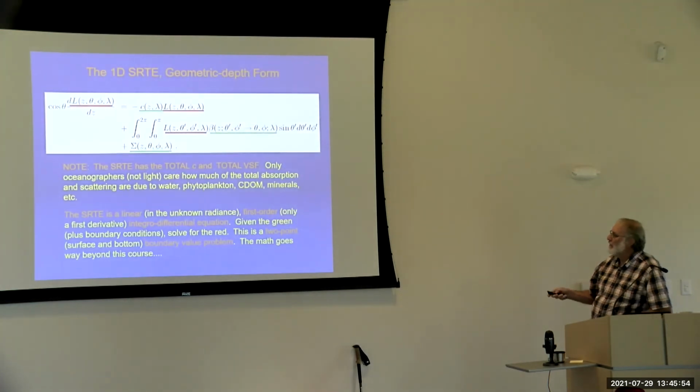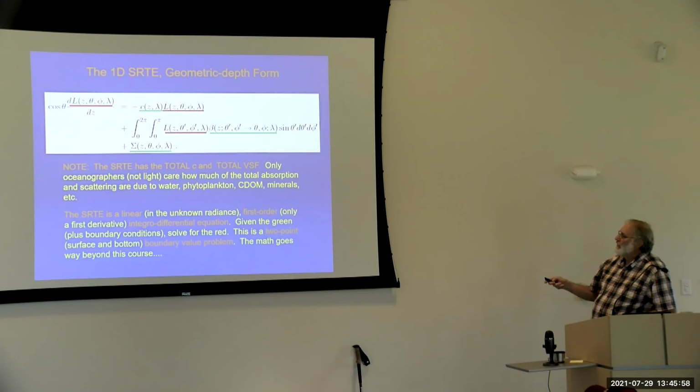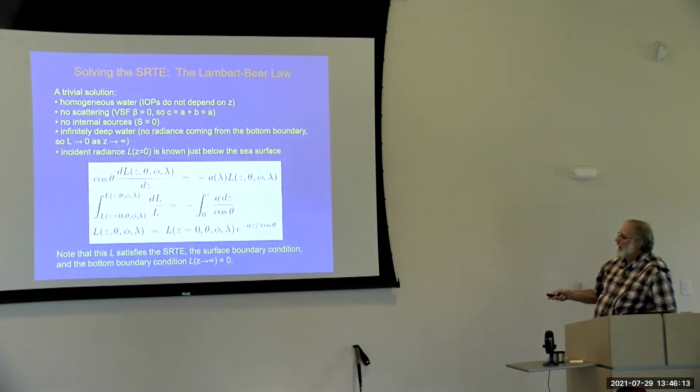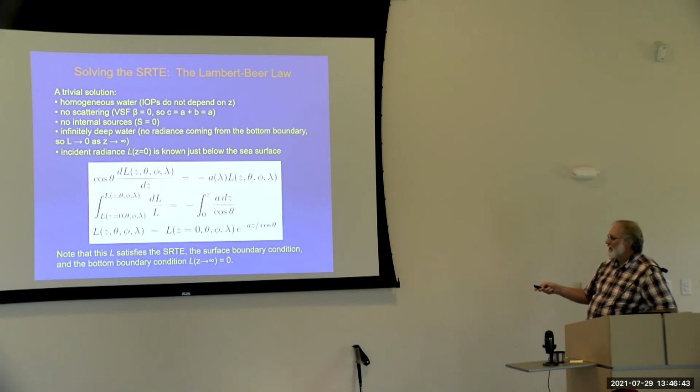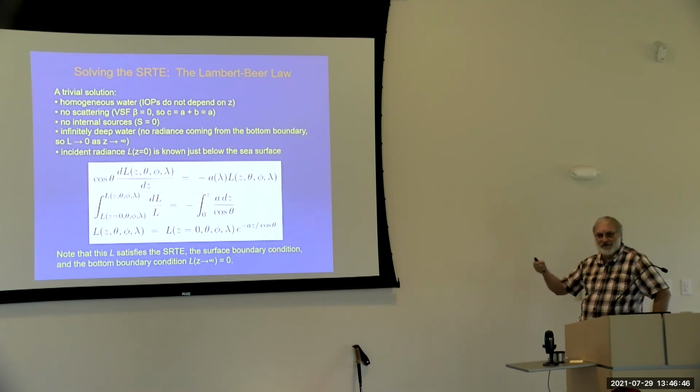Well, we go back to the SRTE here. We say no scattering, that means this term is 0. There's no internal sources, that's 0. If there's no scattering, then c, which is equal to a plus b, is just a. So we just end up with this equation with absorption instead of beam attenuation. And there it is. And then we can solve this, divide through by L, integrate from the surface, whatever the radiance is at the surface, down to some depth. a is constant, the angle, whatever angle we're interested in, that's constant. And you just get that L at depth in this particular direction is equal to L at the surface in that particular direction, e to the minus absorption coefficient over cosine theta times the depth. So there's Beer's law obtained from the radiative transfer equation.